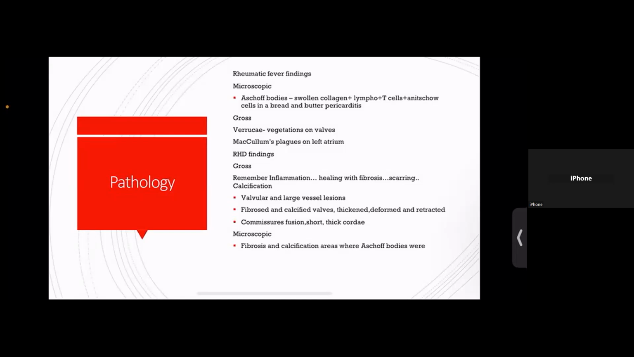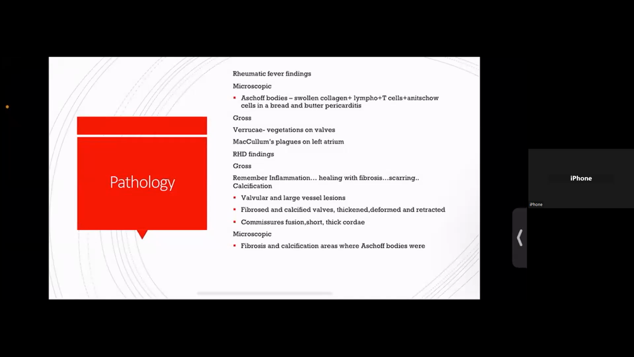So if they give you a bread and butter appearance, for example, in a microscopy slide, or maybe in some diagram, and then you're supposed to tell what it is, that is not rheumatic heart disease. It is rheumatic fever. Because remember, rheumatic heart disease is a sequela. Remember what Dr. Waweru keeps on saying, inflammation leads to scarring, healing with fibrosis. So that fibrosis stage is what we are talking about, rheumatic heart disease. But in the inflammatory stage, in the early phases of the disease, this is rheumatic fever. So anytime you see a bread and butter appearance, bread and butter pericarditis, that is what we refer to as Aschoff bodies, and that is seen in rheumatic fever.